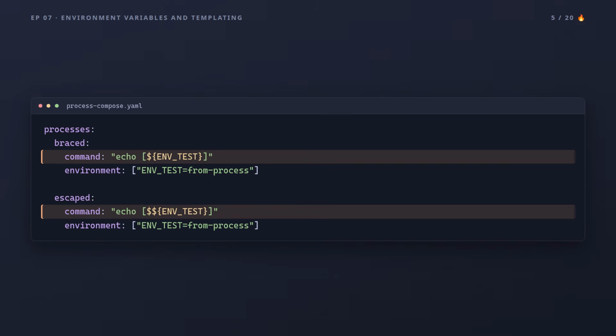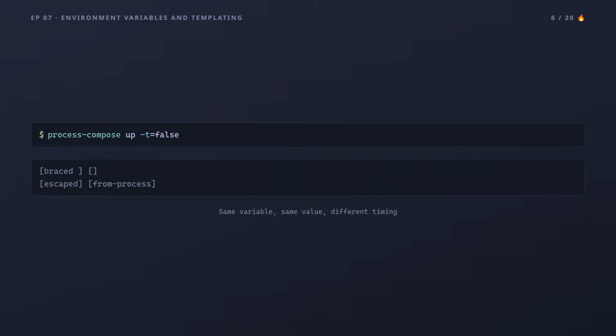So here's the trap. Two processes. Both set the same variable in their own environment block. The first one references it in curly braces. The second escapes the $ sign by doubling it. Watch what they print. The braced one prints empty brackets. The escaped one prints the value.